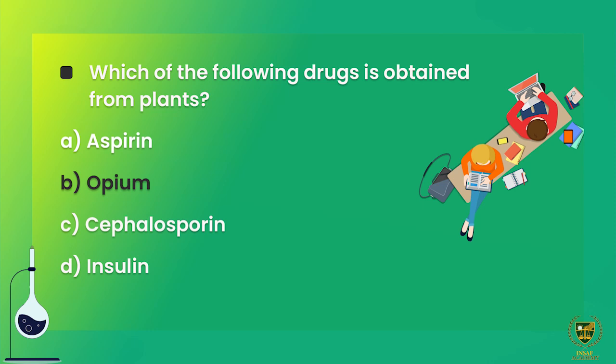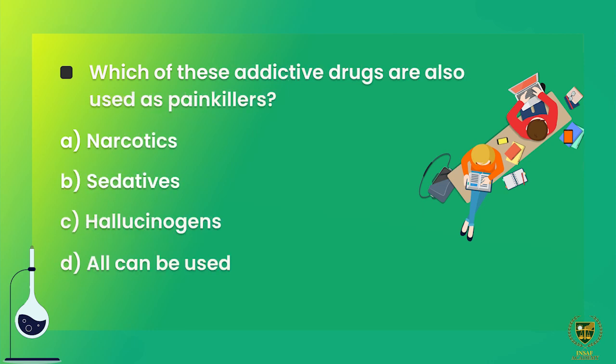Option Charlie is cephalosporin. That is a type of antibiotic. Option delta is insulin. That is a hormone. So all these are not drugs obtained from plants except beta, that is opium, the poppy plant. Here is another question. Which of these addictive drugs are also used as painkillers? Dear students, addictive drugs are the drugs which make the person dependent upon them. So which one of these addictive drugs is used as a painkiller? Option alpha is narcotics.